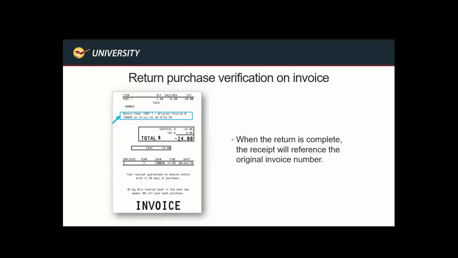So the return purchase verification is also on the invoice. So on their invoice, the return invoice, where you're giving them back the money or credit or however you're doing it, it will put right on there, hey, this was returned based on the original invoice number. In this case, it's a different receipt, but you get the gist of it. When the return is complete, the receipt will reference the original invoice number.